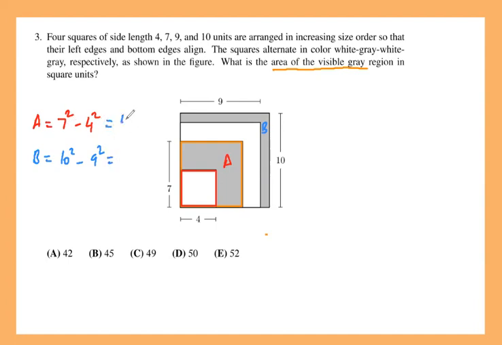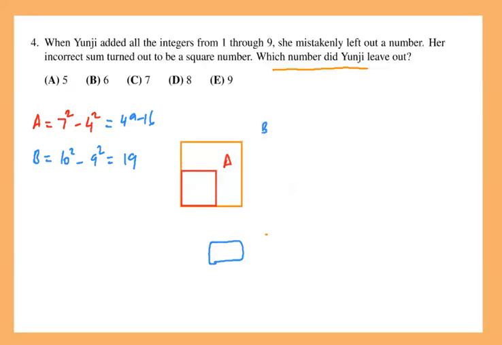So that's 49 minus 16. And that's 100 minus 81. That's just 19. And if you subtract 16 from 19, because we're going to add all of these, that's 3. So plus 49, it looks like my answer is 52. Okay, so I think that is the answer. So, number 4.